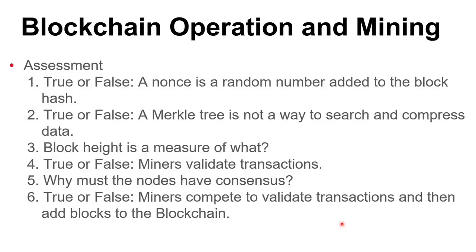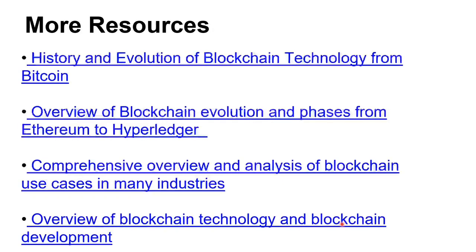And please do go through this assessment. Again, true or false, a nonce is a random number added to the block hash. True or false, a Merkle tree is not a way to search and compress data. So please take a look at the assessment. And just like we talked about before, the correct answers are in the previous lesson we just completed.